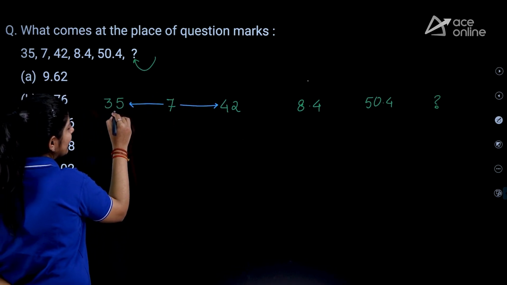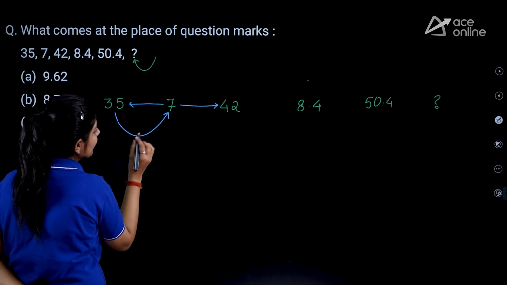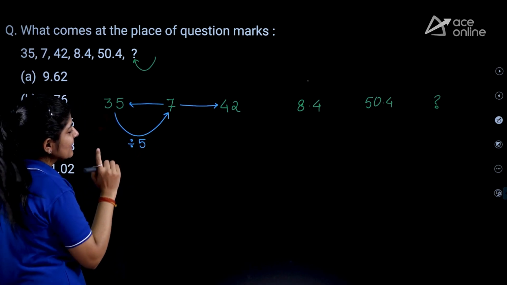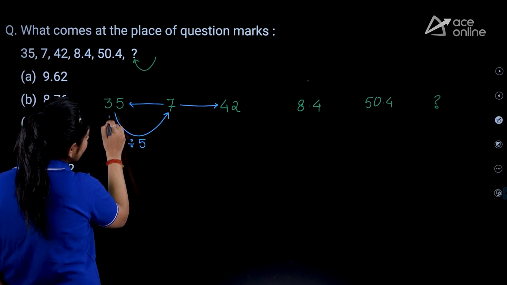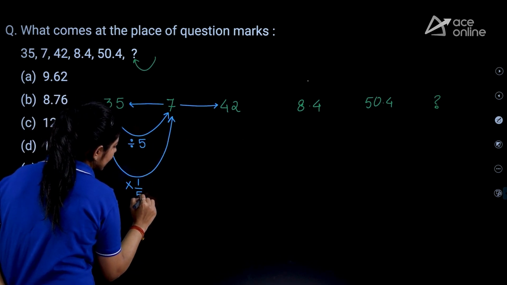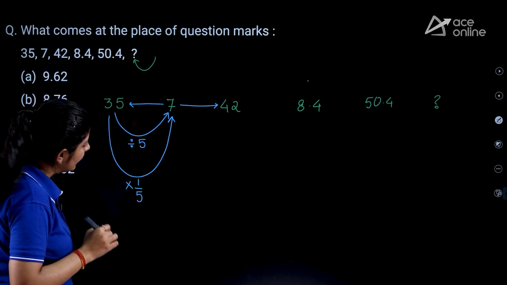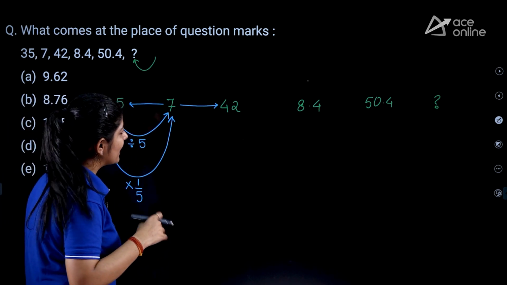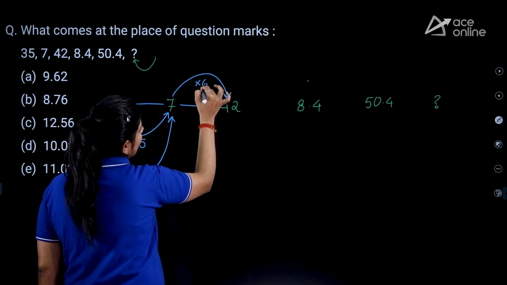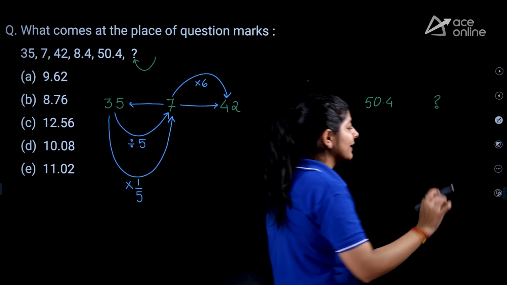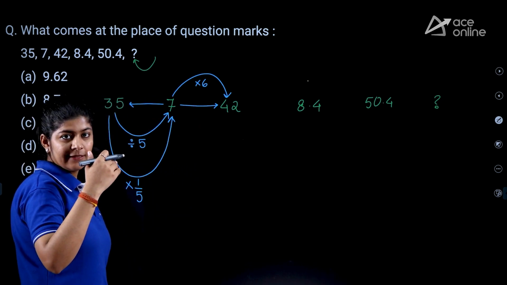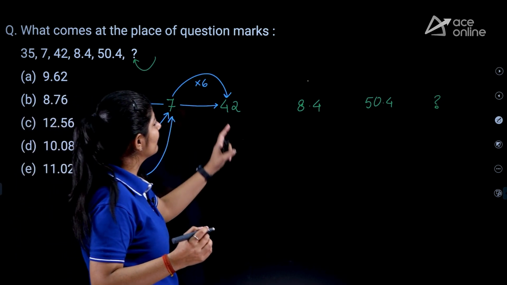Okay. So when I divide 35 by 5, I'll get 7. Or I can also say that if I multiply this number by 1 by 5, I'll get 7 over here. But just to make 7 as 42, what I need to do is multiply it by 6. Okay. But I have to check this pattern in the next case also. So here I am having 42.